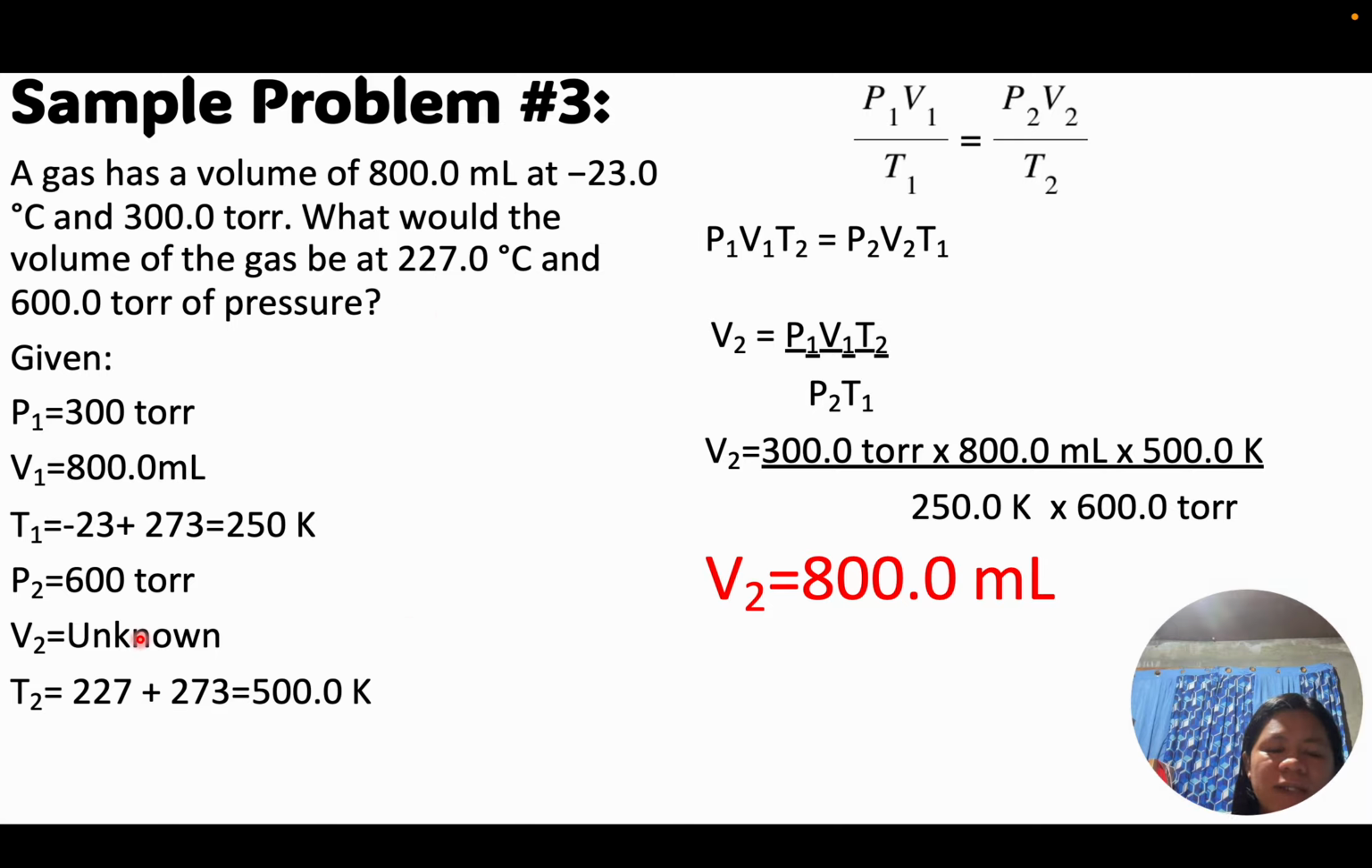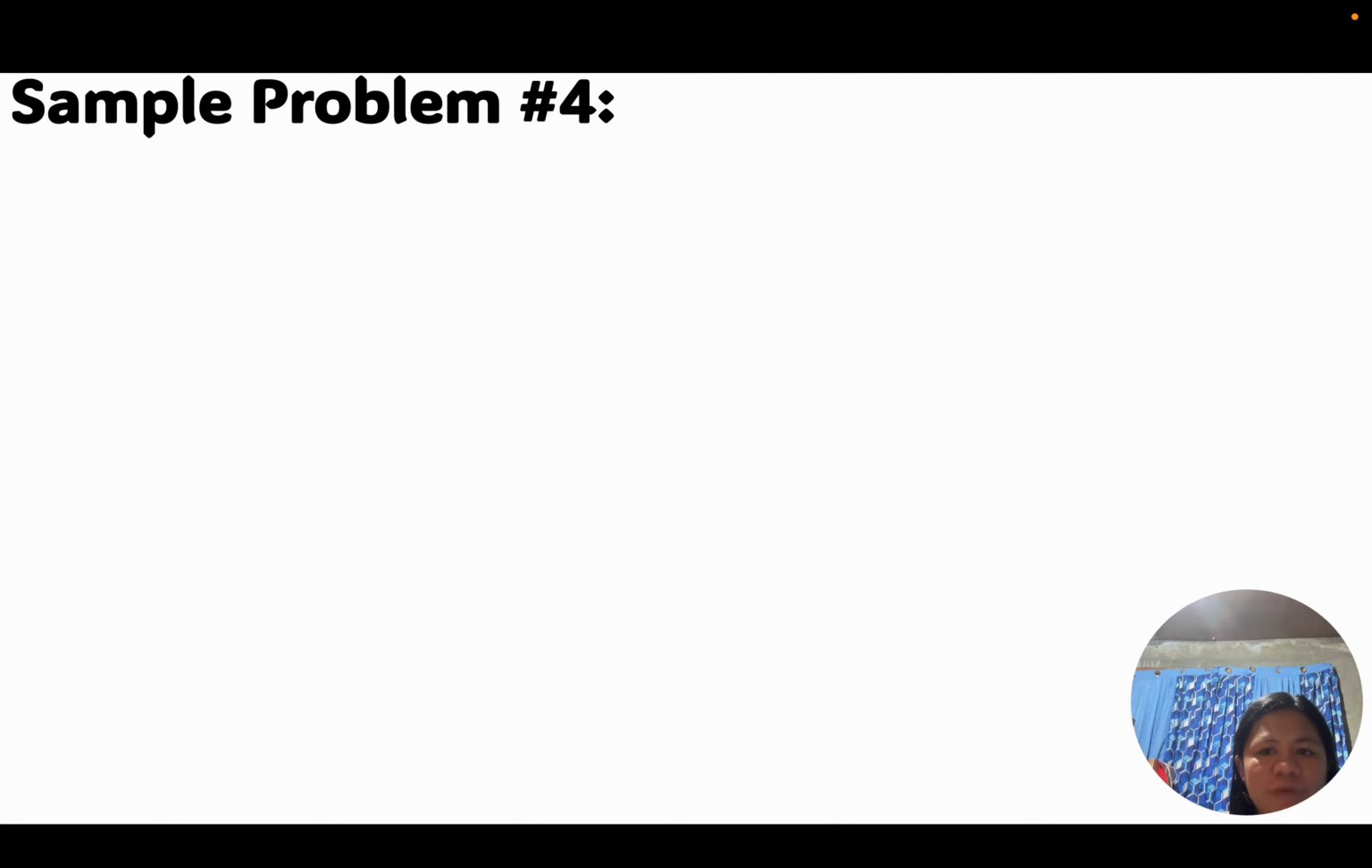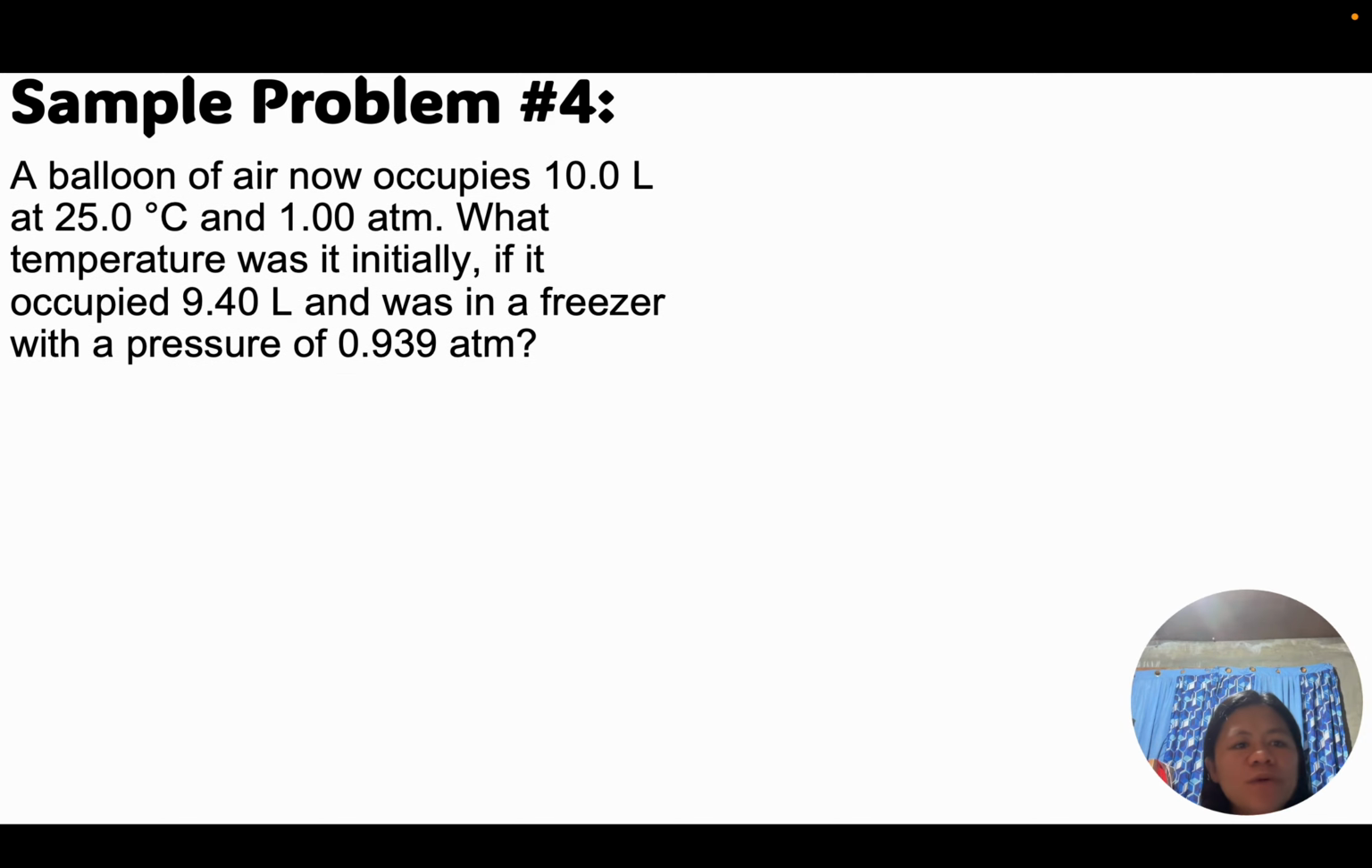Ang crucial lang talaga dito is understanding the question first, and then determining the given, and determining what is the arrangement of the formula. And you're good to go. Sample problem number 4. A balloon of air now occupies 10 liters at 25 degrees Celsius, and 1 atm. What temperature was it initially if it occupied 9.40 liters and was in a freezer with a pressure of 0.939 atm.